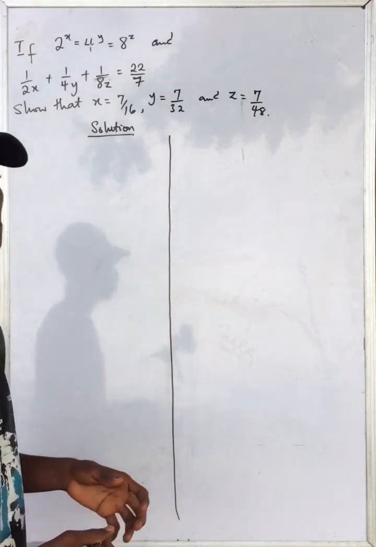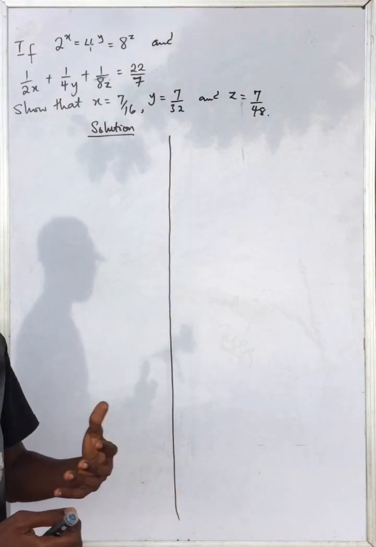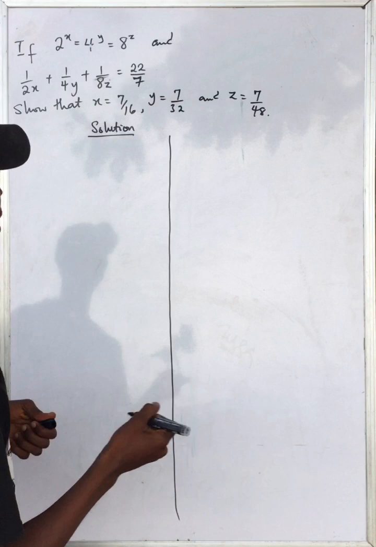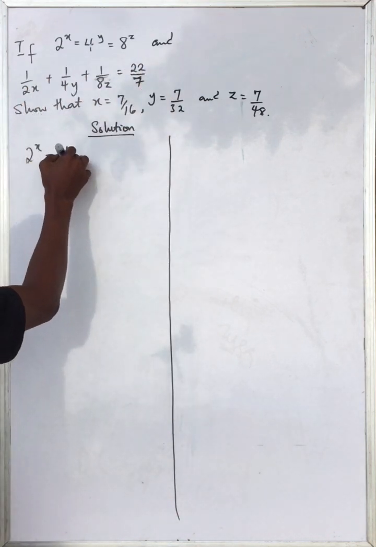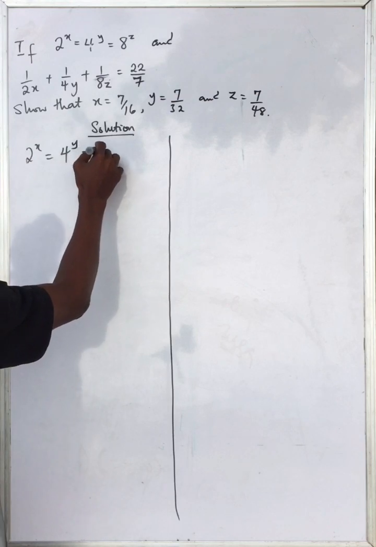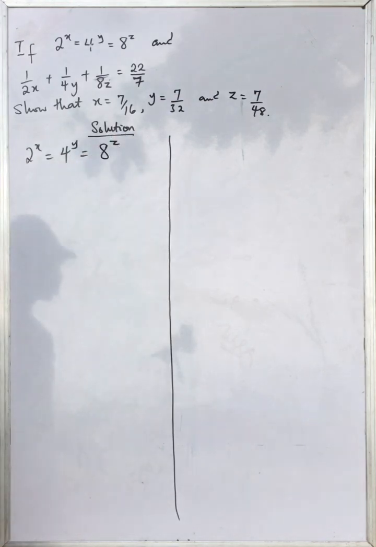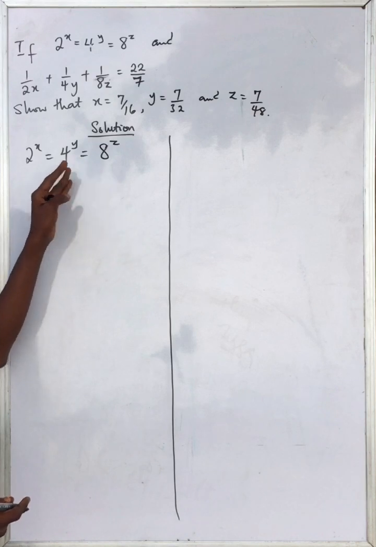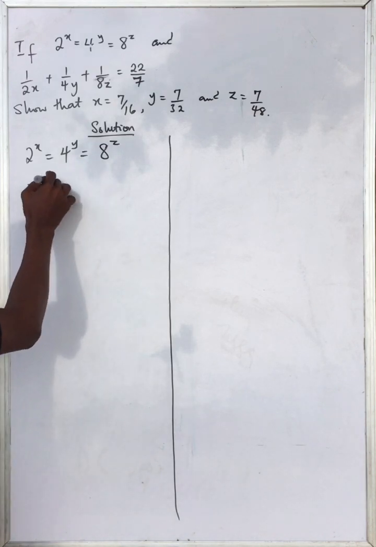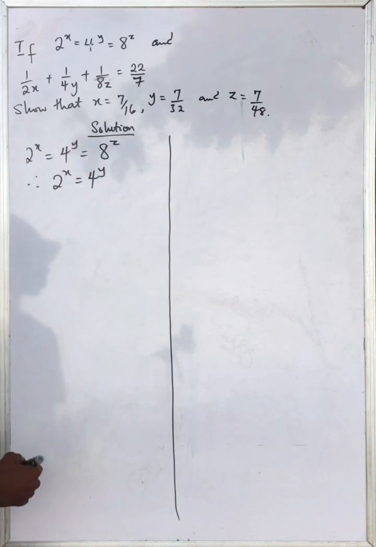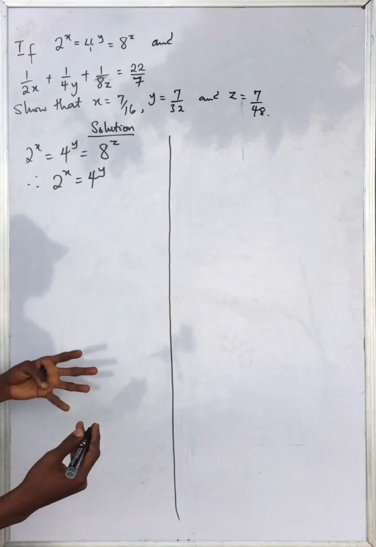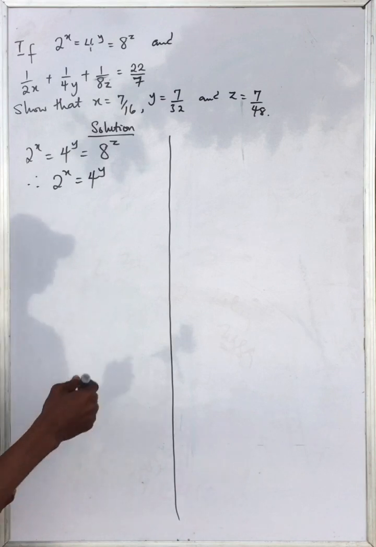Now the first thing, I'll start by introducing those basic concepts you are familiar with. Look at this statement here: 2 raised to the power of x is equal to 4 raised to the power y is equal to 8 raised to the power z. That means I can break this into two. I can have it as 2 raised to the power x is equal to 4 raised to the power y. You understand now?